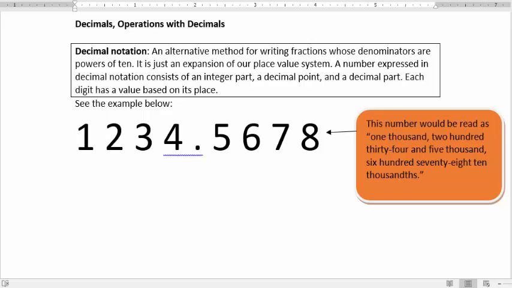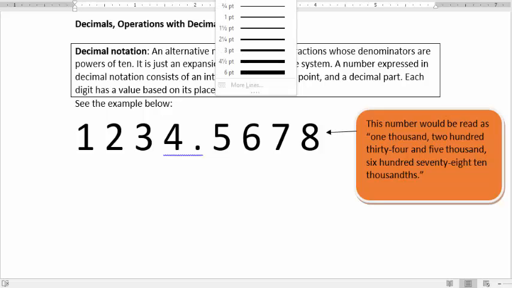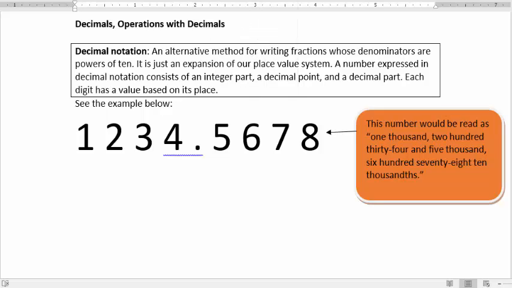So first thing to realize is that really decimal notation is just an alternative method of writing fractions that have denominators that are powers of 10. It's really just an expansion of our place value system. So if you remember our place value system, as you move further to the left, each place multiplied by 10, right? So like this number here on the left side of the decimal point would be 1,234.